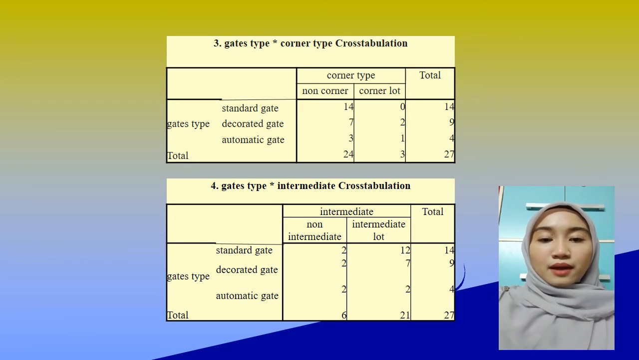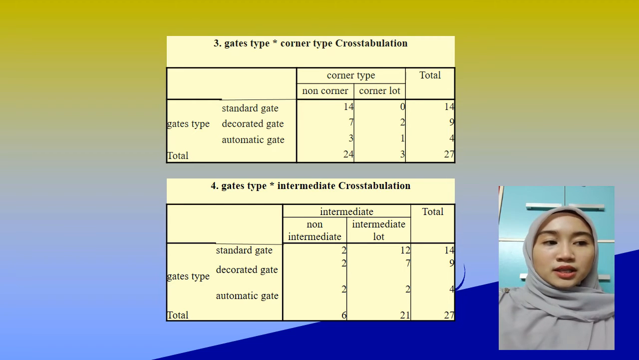For the corner type, regarding the table above, the standard gate record is 14 for non-corner, while there is no standard gate for corner lot, and the total is 14. Moreover, the decorate gate states 7 for non-corner, while for corner lot it is 2, and the overall total is 9. The automatic gate for non-corner is 3, and for corner lot is just 1. In this table, the overall automatic gate for non-corner and corner lot is 4.